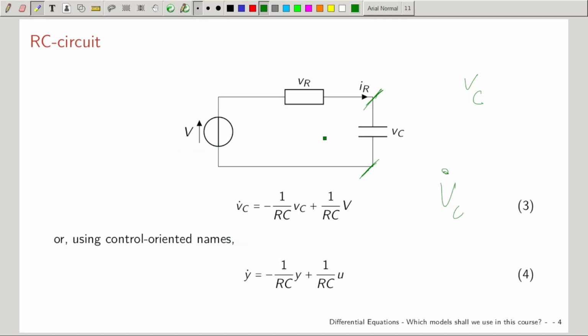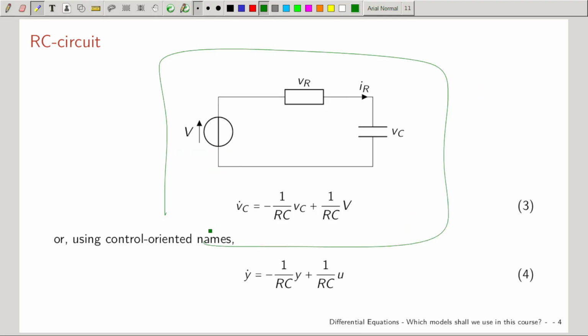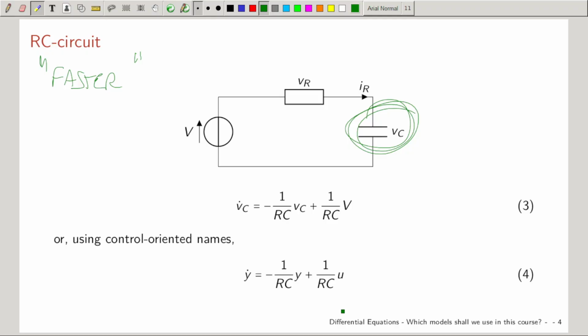Let's see if we're together. I have this system here. Let's assume that we know how to derive the equations. If I want to make the system faster, and this one is given, what shall I do? If I can change other things, and the only other thing that I can change is the resistance, true? What shall I do?